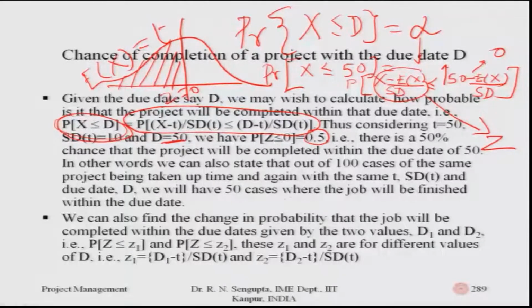We will have 50 percent of cases where the jobs will be finished within the due date, and 50 percent of cases where the job would not be done by the due date. We can also find the chance in probability that the job would be completed within certain due dates, which are given by two values d1 and d2.